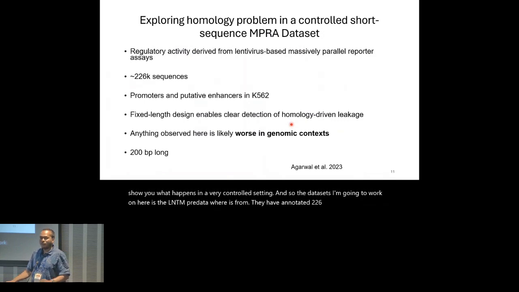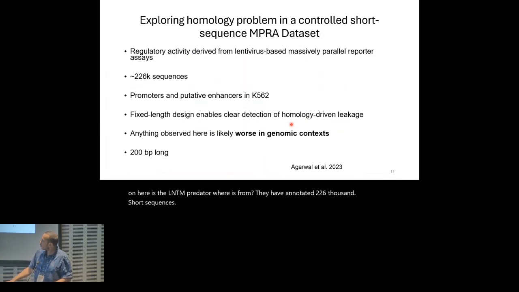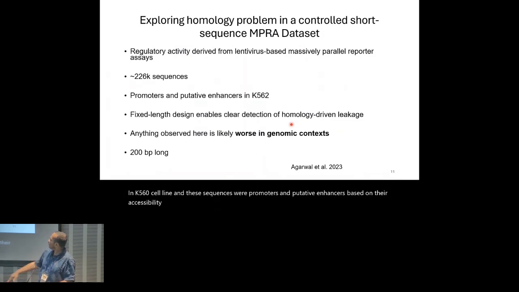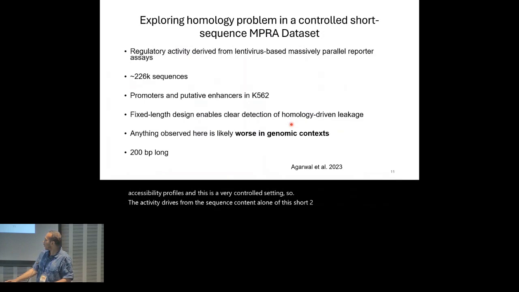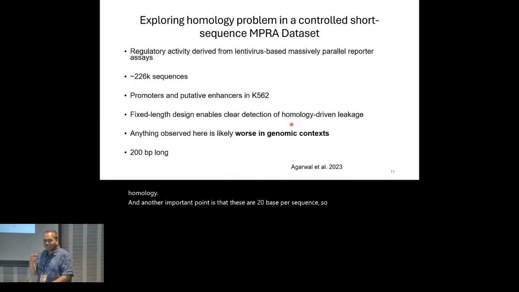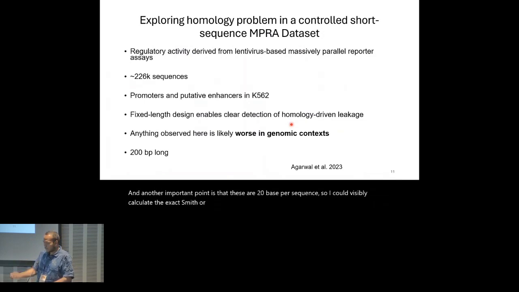226,000 short sequences in the K562 cell line, and these sequences were promoters and putative enhancers based on their accessibility profiles. This is a very controlled setting, so the activity derives from the sequence content alone of these short 200 base pair sequences. So anything I observe here would be worse if I did it in genomic context, where the context is changing and you have more homology. Another important point is that these are 200 base pair sequences, so I could feasibly calculate the exact Smith-Waterman score in a pairwise manner.